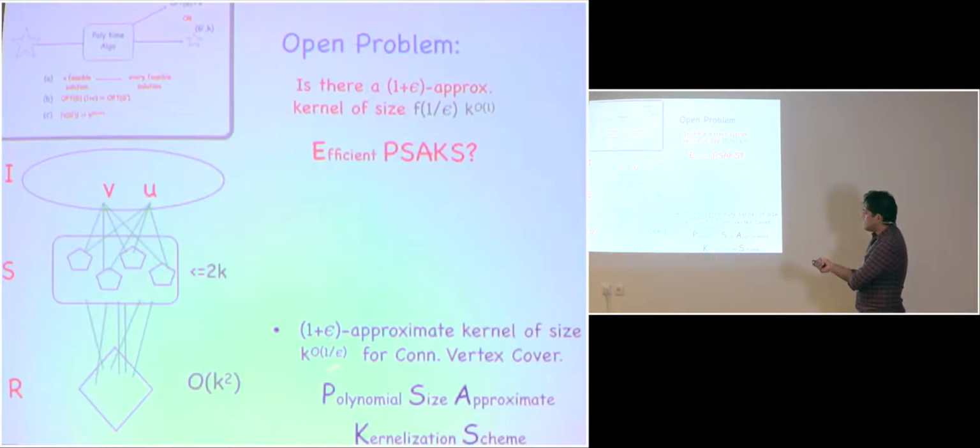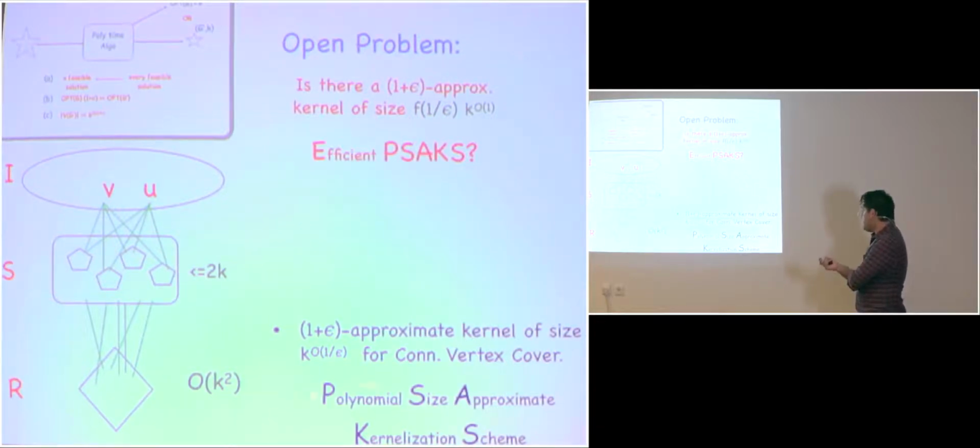But this brings up a question. Should epsilon be in the exponent of k? Why can't it be here and the exponent of k be independent of epsilon? And this is actually an open problem. So if you would like to get your hands dirty with lossy kernels, I suggest to start here.